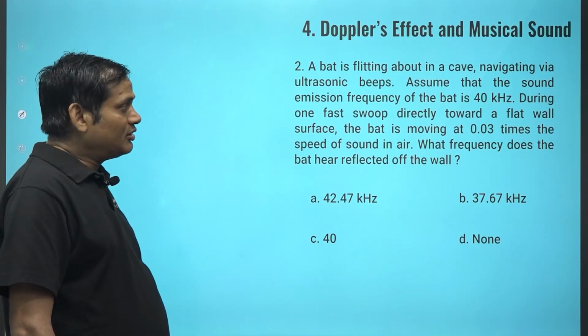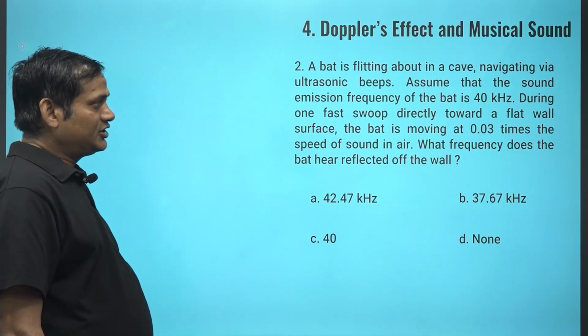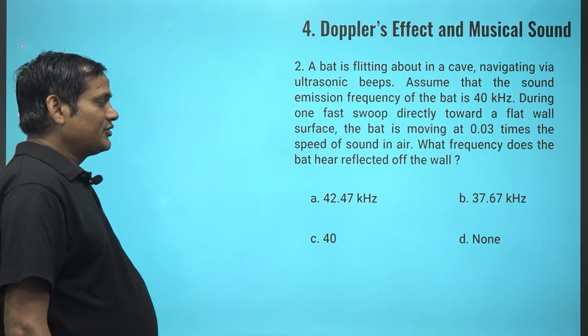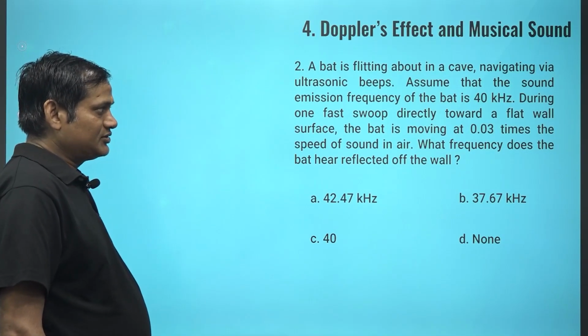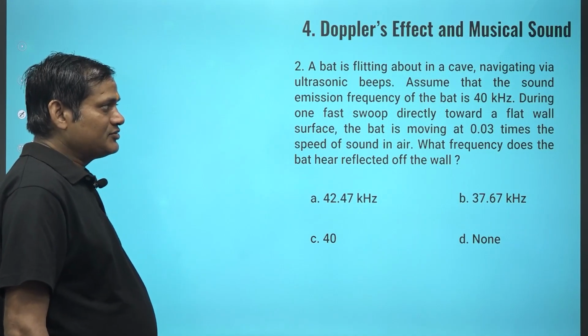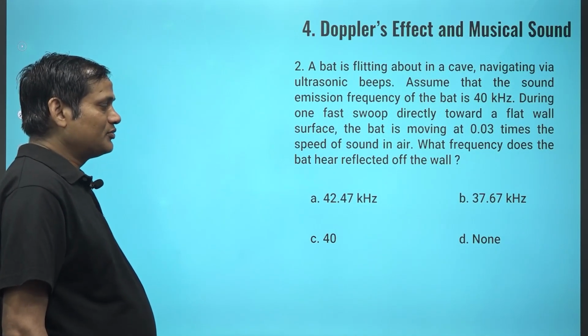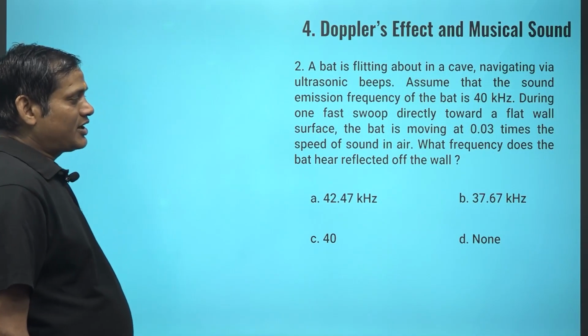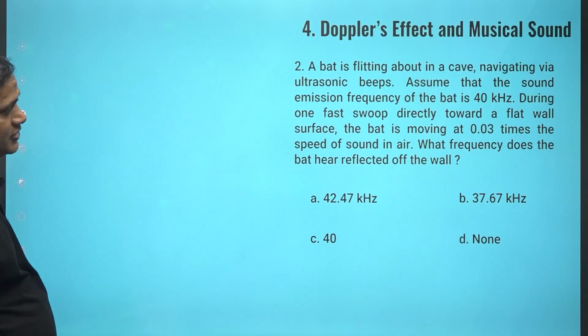The next question is given: a bat is flitting about in a cave navigating via ultrasonic beeps. Assume that the sound emission frequency of the bat is 40 kHz. During a fast swoop directly towards a flat wall surface, the bat is moving at 0.03 times the speed of sound in air. What frequency does the bat hear reflected off the wall?